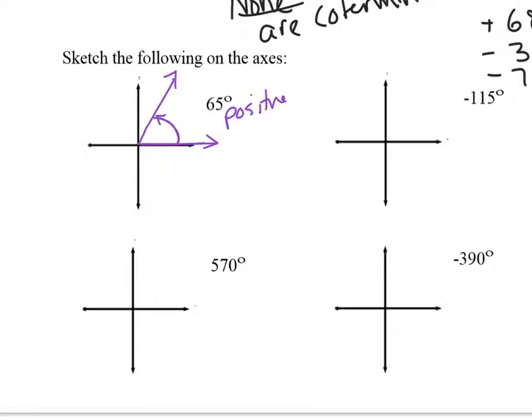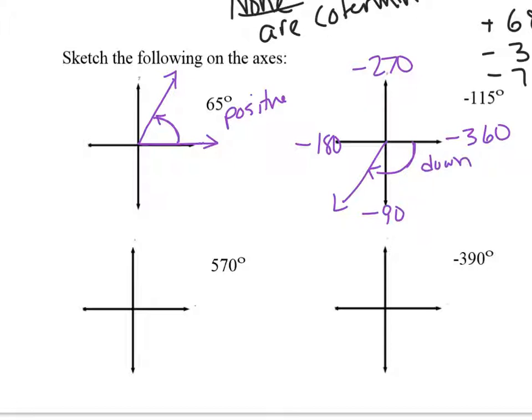So if I do negative 115 here, this would go to negative 90, negative 180, negative 270, and negative 360. So negative 115 would be somewhere in here. And I have to show that it's negative, so I go to there. So this angle, starting at the x-axis and going down, shows that it's a negative angle. Starting at the x-axis and going up, that's a positive angle.